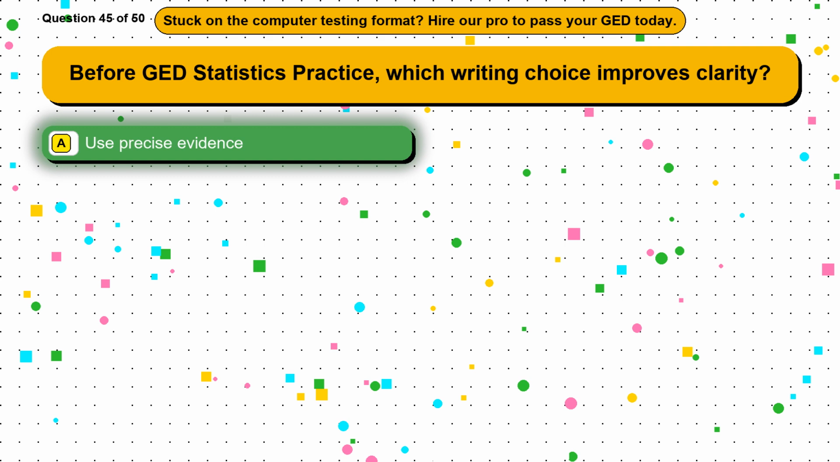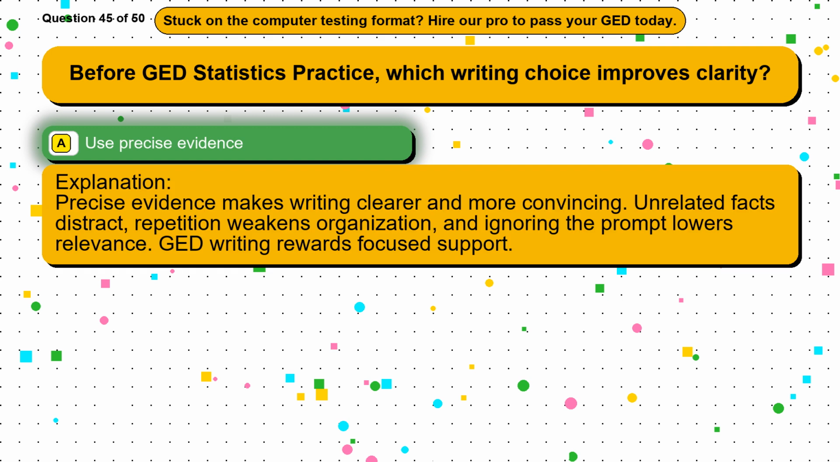Use precise evidence. Precise evidence makes writing clearer and more convincing. Unrelated facts distract, repetition weakens organization, and ignoring the prompt lowers relevance. GED writing rewards focused support.